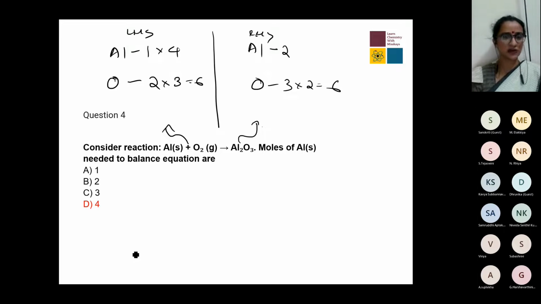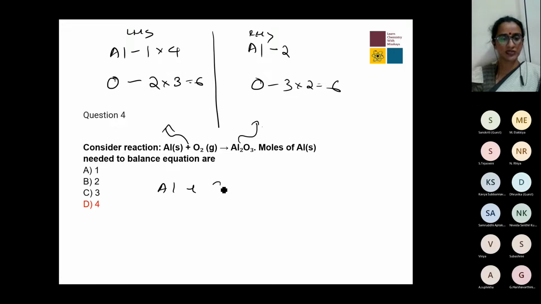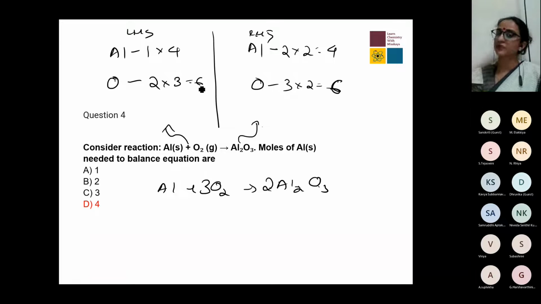Let's write out the entire equation. It makes it easier for you to understand, right? So when we do this as Al plus O2, giving me Al2O3, in front of this Al2O3 is a 2, so my aluminum number is increasing by 4 on the right-hand side, and with 2 times 3, my oxygen is increasing by 6. So putting a 3 in front of O2 is enough to balance it by 6.